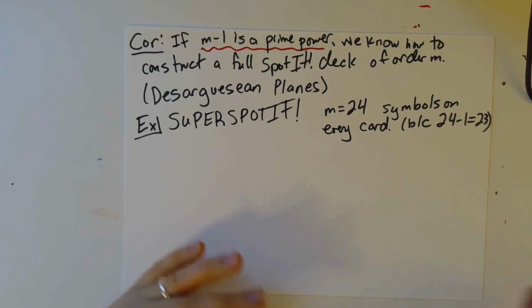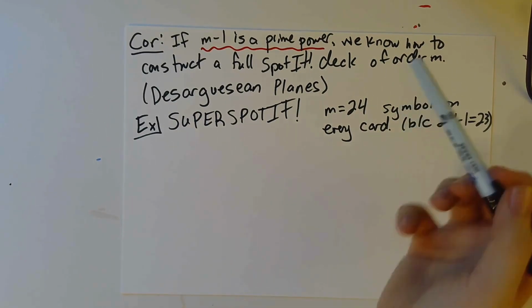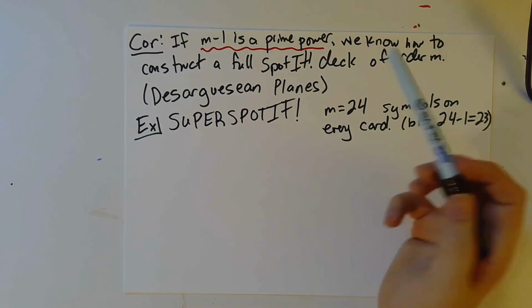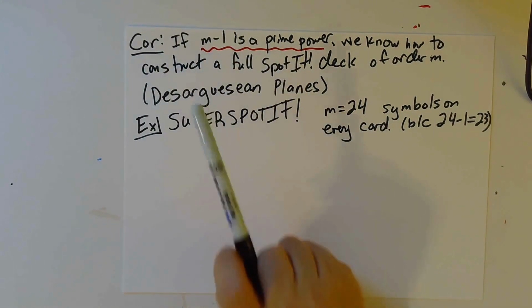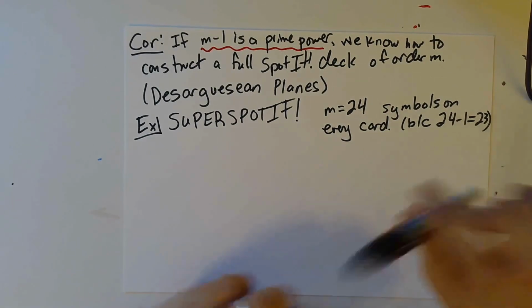Now, please note, in no way does this prove you can't make a full Spot-It deck of those orders, because all we've done so far is we've proven that if it is one of these orders, then we can, and we know how to do it, and we get these particular examples. So we know how to make examples for lots of sizes, but not all sizes.